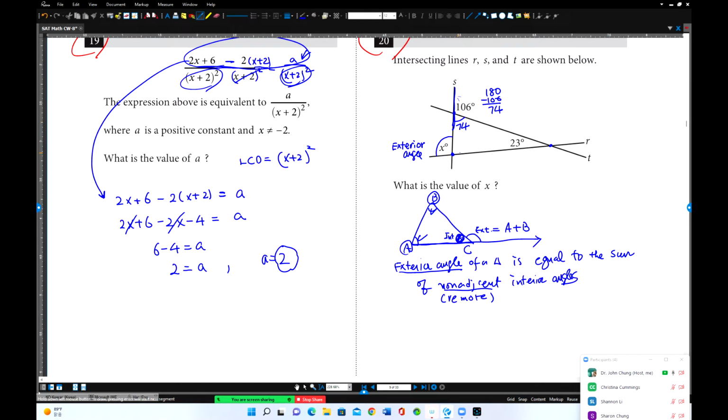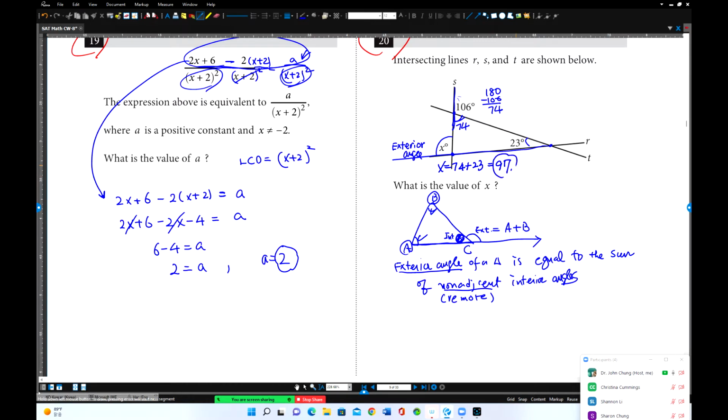Now for this angle, in the triangle over here, we're going to extend this one. We have two remote interior angles, so x equals 74 plus 23. 97 is the answer.